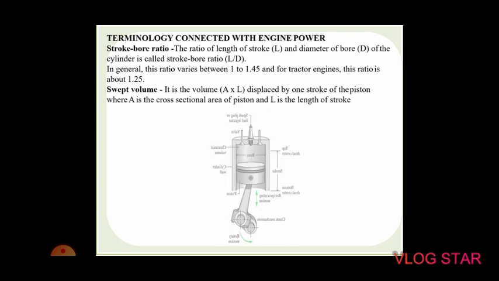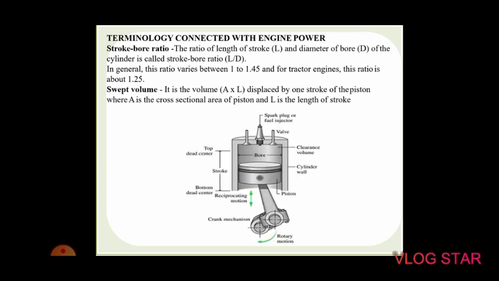The swept volume is the volume that is displaced by one stroke of the piston, where A is the cross-sectional area of the piston and L is the length of the stroke. Therefore, the volume is represented as A into L. You can see in this figure.